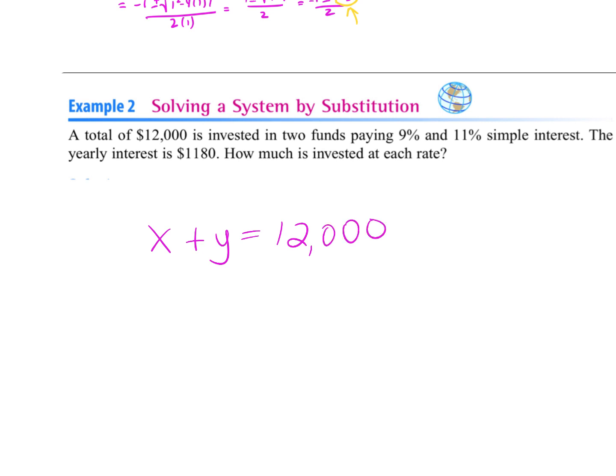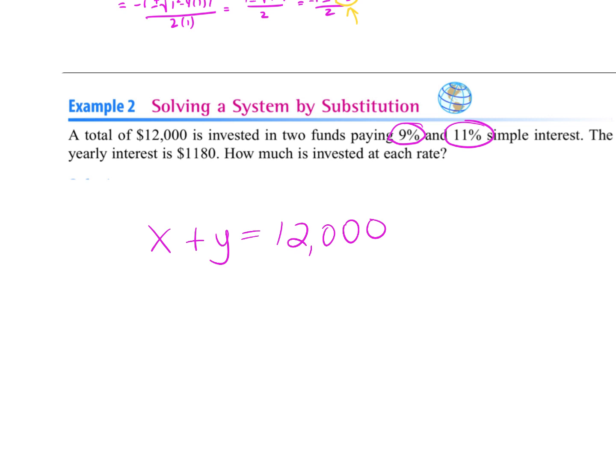Right? You see where I got that? Now the next thing says that the two funds pay interest rate. One of them pays 9%. One of them pays 11%. Does it matter where you assign the 9 to and where you assign the 11 to? No. But what do you notice here?